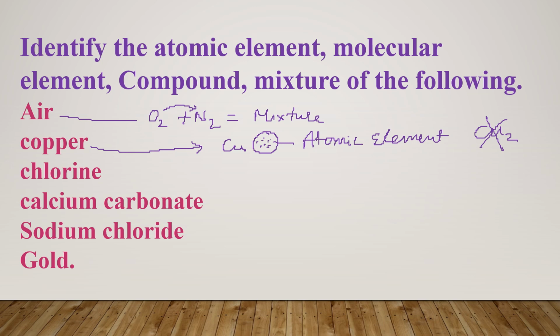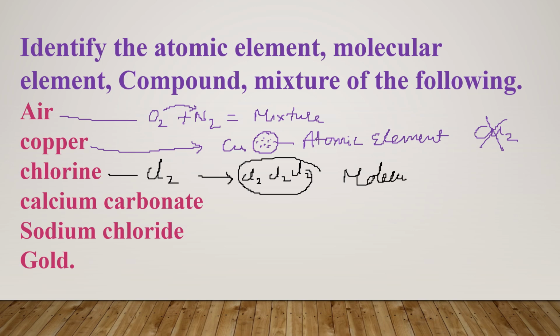Then chlorine, that is Cl2. It exists in the form of Cl2 because it is a non-metal, it exists in the molecular state. So here you take chlorine gas, all of it exists as Cl2 only. So we can call it a molecular element. A molecular element generally exists in the form of molecules, but it contains only Cl2 molecules. So that is why we call it a molecular element.